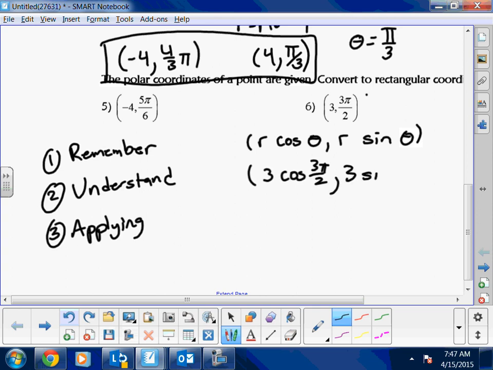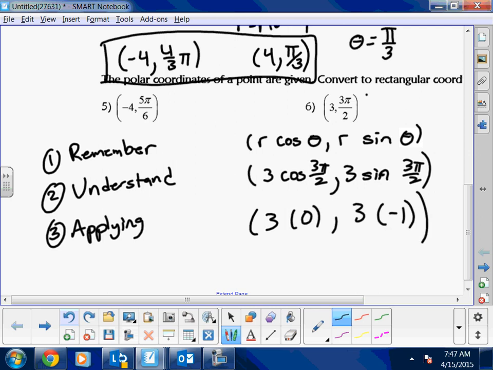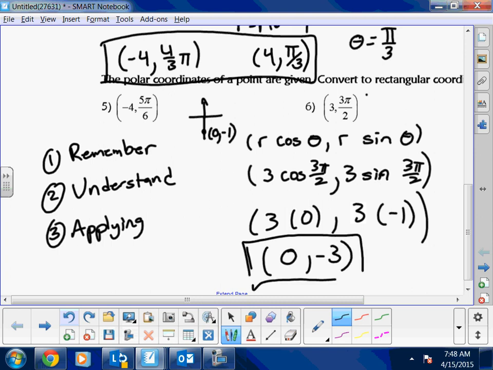3 cosine 3 pi divided by 2, 3 sine 3 pi divided by 2. All right, so if we go ahead and get 3 pi divided by 2, we're going to find out that the cosine of that angle is going to be 0, and the sine is negative 1. The reason being is because I know 3 pi divided by 2 is roughly this point on the unit circle right here, and that point is 0, negative 1. So that's the reason why we get those values, which means that this is 0, negative 3 as an ordered pair or rectangular coordinate.